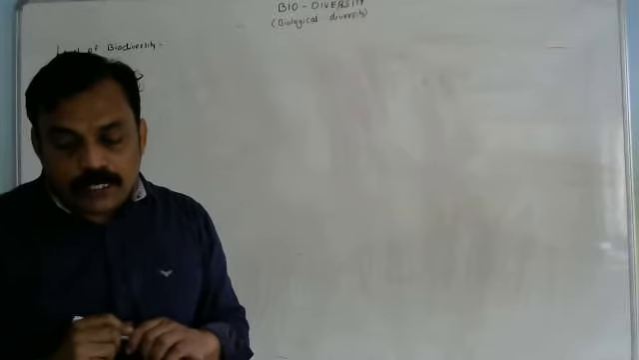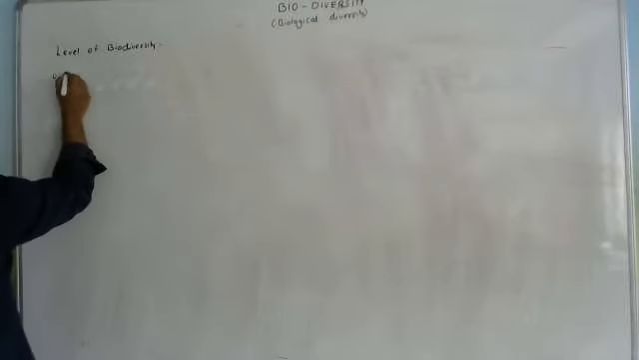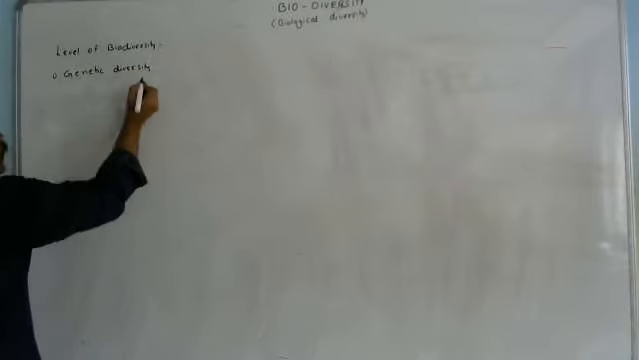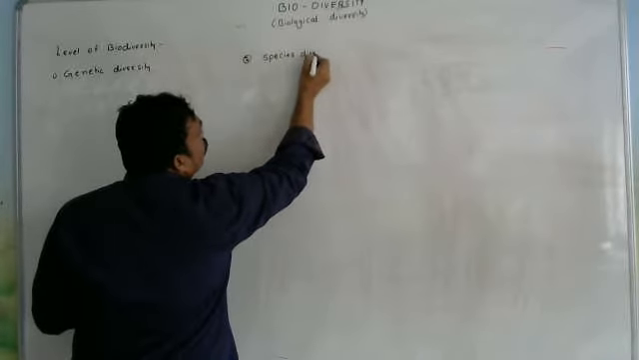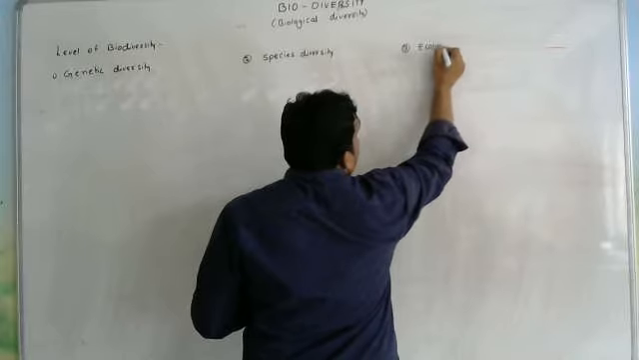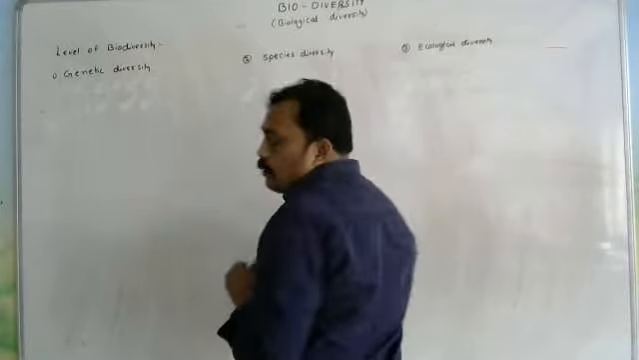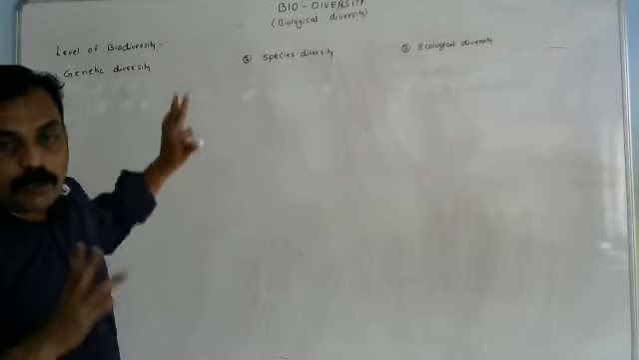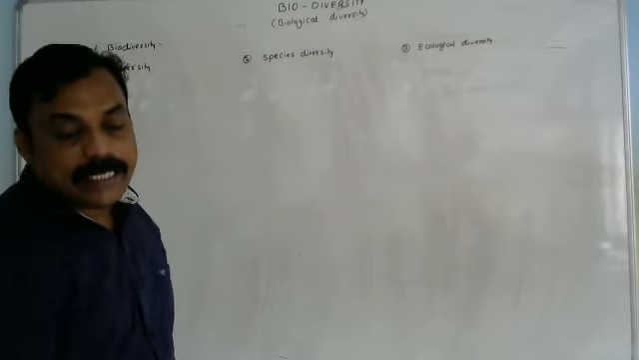Biodiversity can be described by the following three interrelated components. One is genetic diversity. Second one is species diversity. And third one is ecological diversity, ecosystem diversity. So the levels of biodiversity can be described by these interrelated components. There are three types of levels: one is genetic diversity, second is species diversity, and third is ecological diversity.